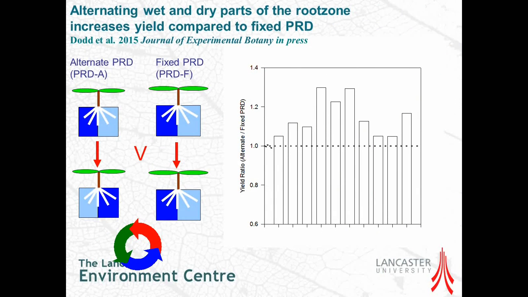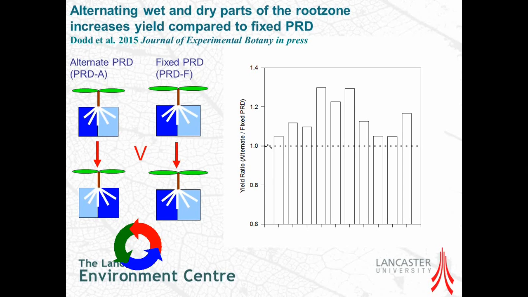One of the important issues within this partial root zone drying arrangement is to ensure that the wet and the dry sides are frequently alternated. And indeed, just to show the importance of this alternation, here's another meta-analysis where I've plotted the yield of the alternate partial root zone drying, so you swap the wet and the dry sides over, compared to those that were exposed to fixed partial root zone drying. And you can see in all the cases in the literature, alternating the wet and the dry parts of the root system seems to be particularly important in terms of maintaining yield.